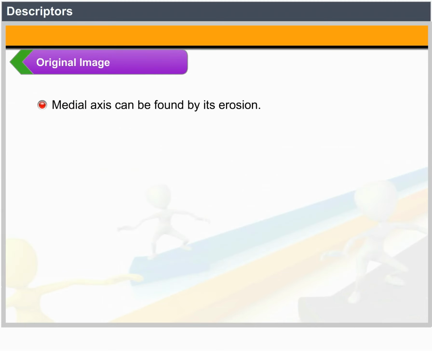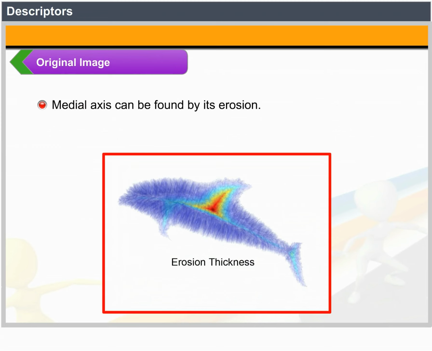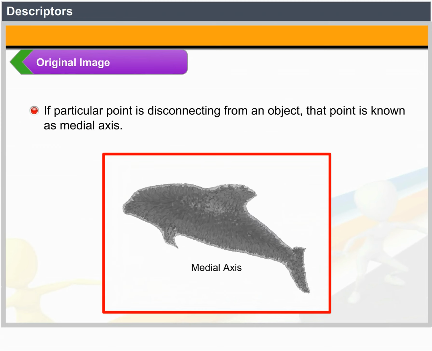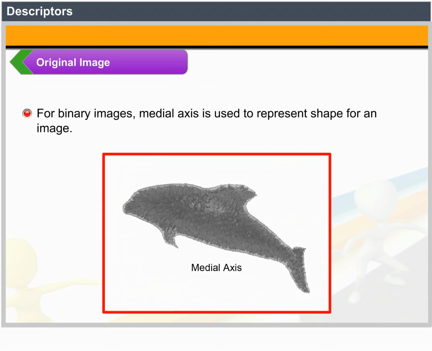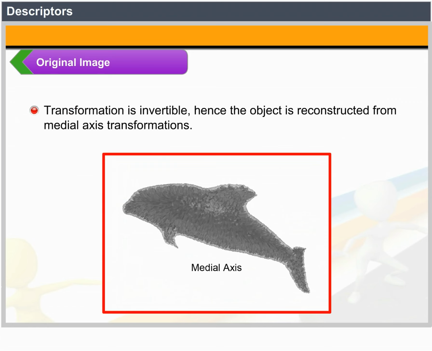One way to find the medial axis is by erosion. If a particular point is disconnecting from an object, that point is known as medial axis. For binary images, the medial axis is used to represent the shape of an image. The transformation is invertible and the object is reconstructed from the medial axis transformation.